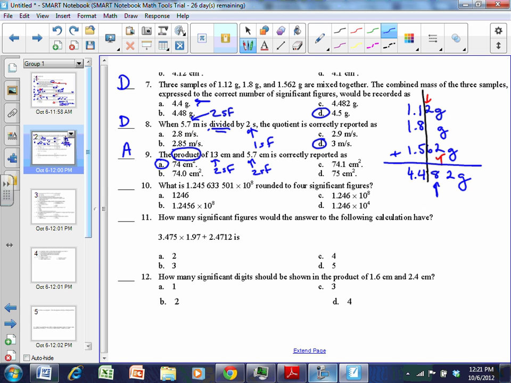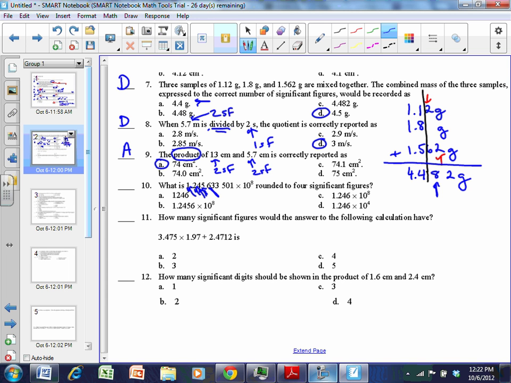All right. What is 1.245633501 times 10 to the 8th rounded to 4 significant figures? Remember, the 10 to the 8th doesn't really do anything to our significant figures, even though that's part of the number. The number of significant figures is what appears before the 10 to the in the scientific notation. So just go back to the first 4 significant digits: 1, 2, 3, 4, and it's just going to be 1.245. And then I got to round up.